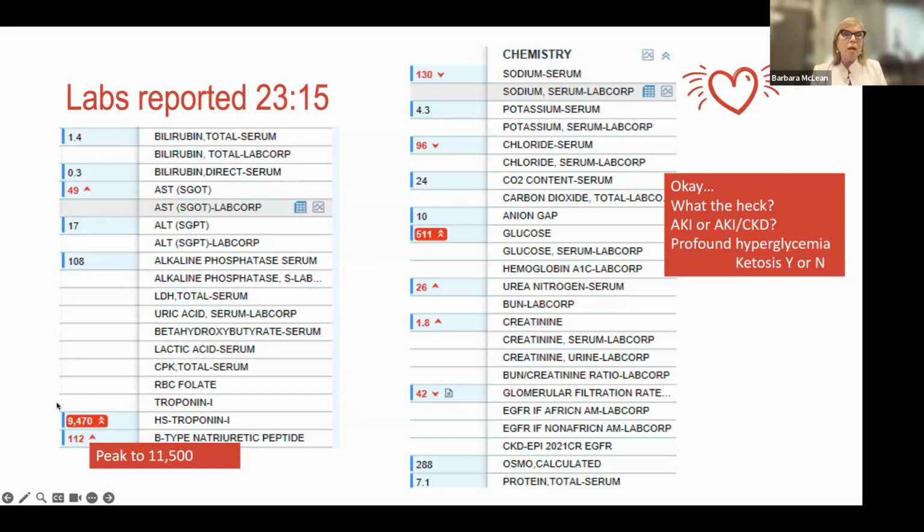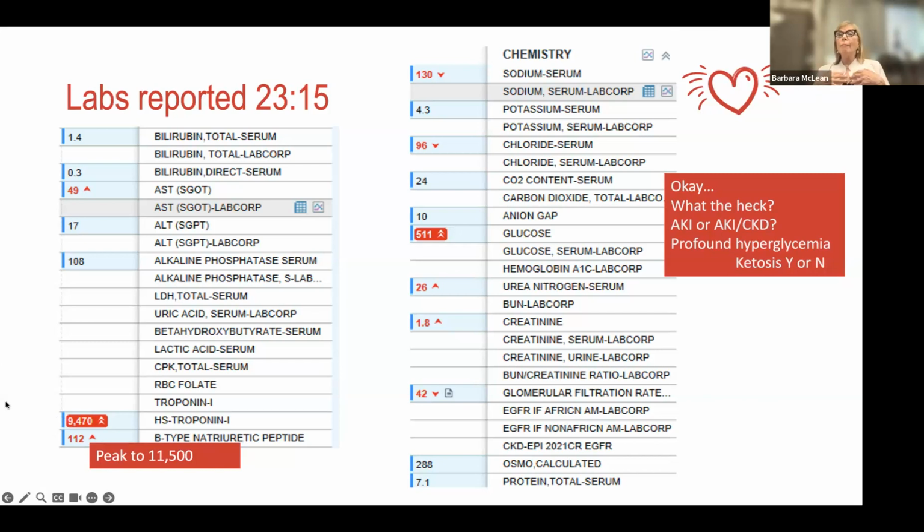Troponin, which normally should be less than 20, is 9,470. Now this is HS troponin. I didn't see the point of care troponin. I'm sure it was done. I just didn't see it anywhere. His second HS troponin, which is about 90 minutes after the first one. So remember, we're going to try to do it at an hour. 90 minutes later is 11,500. So remember, I'm looking for a delta change of 5. I've got a delta change of 2,000. This is an acute event.